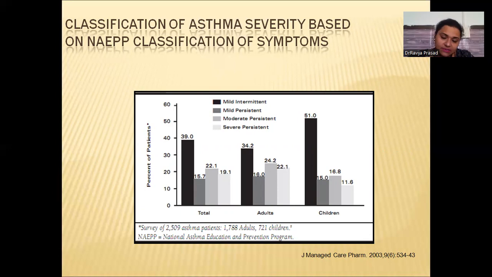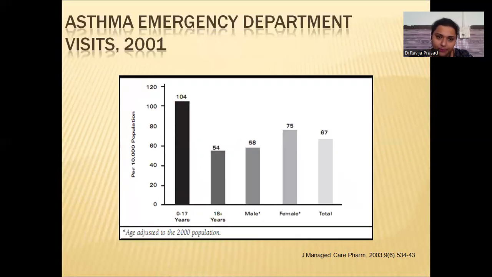In the mild persistent, we can see the total is 15%. Adults present 24%, and in children it is only 15%. So there are different kinds of graphs they have calculated under the NAP classification of asthma severity, which is found in children and adults. In total, the higher ratio of asthma severity is found in the mild intermittent form.